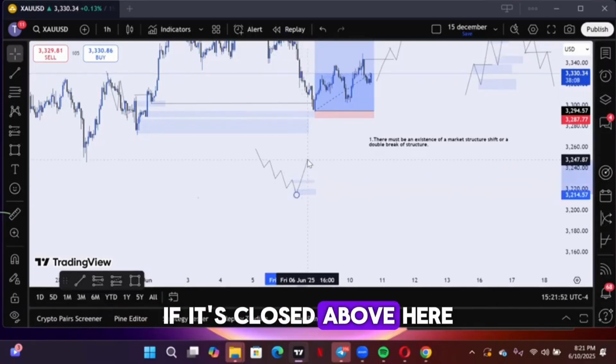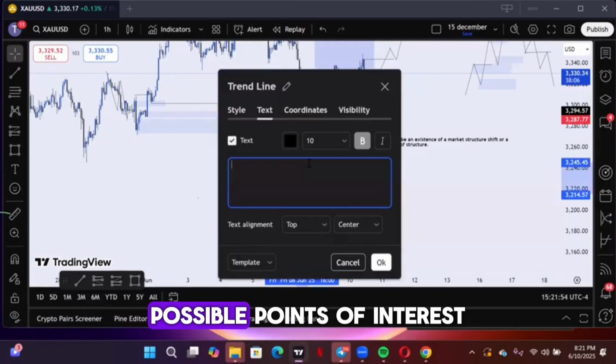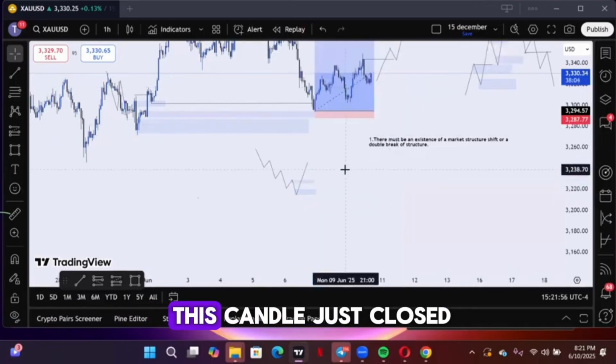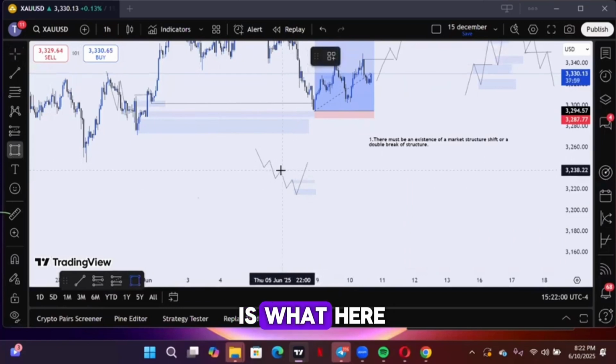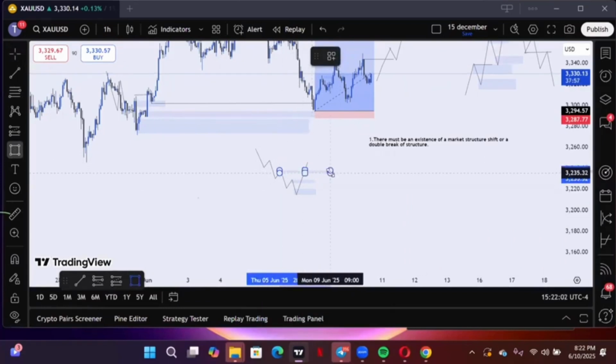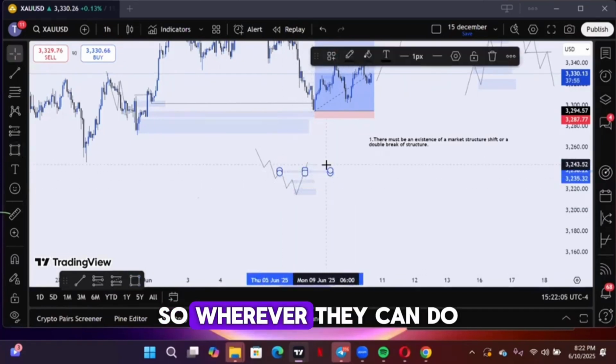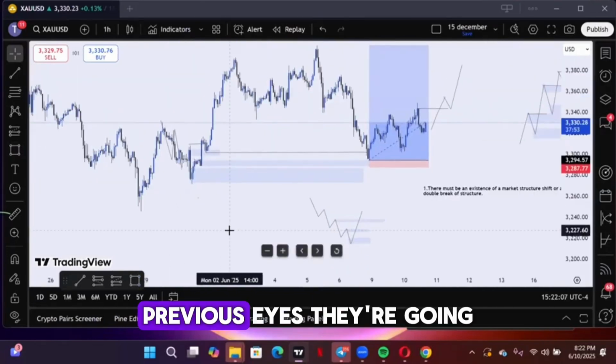If it closed above here, the possible points of interest, the ones below where this candle just closed, are what? If you look below, the points of interest are here, then here and here. So you have three. Wherever the candle closes will tell you the POIs you're going to be looking at.